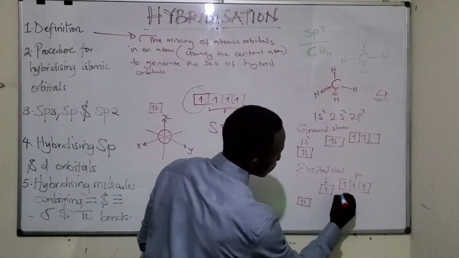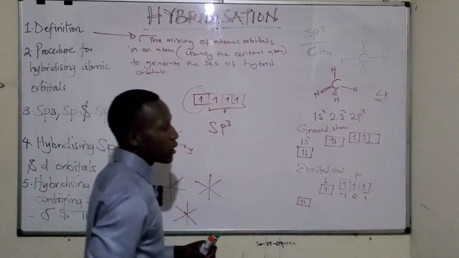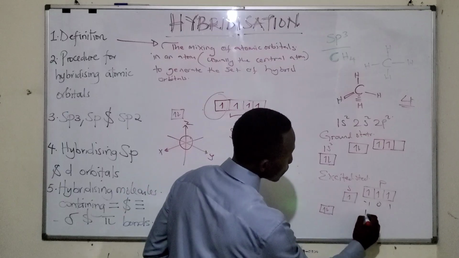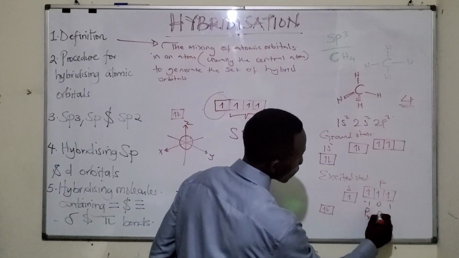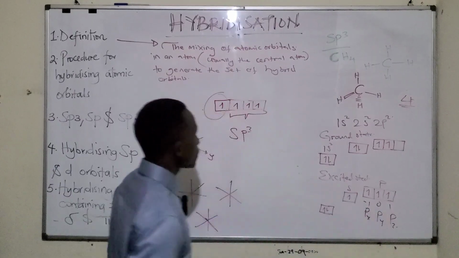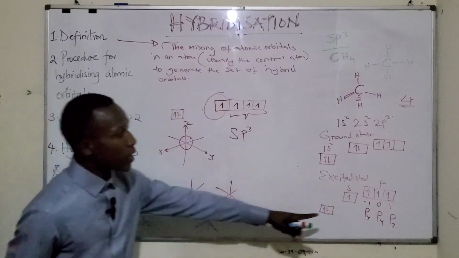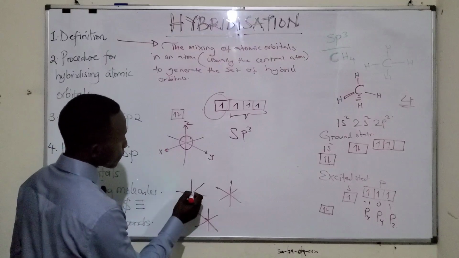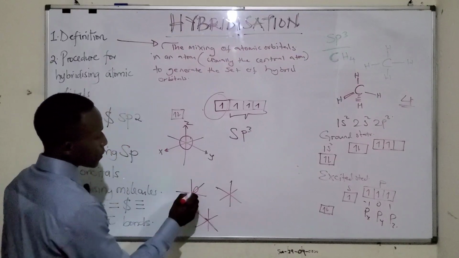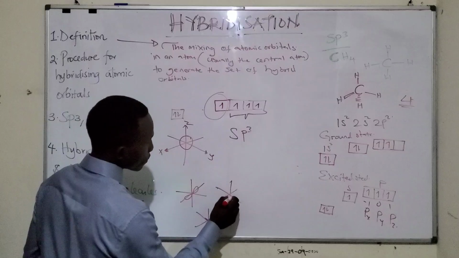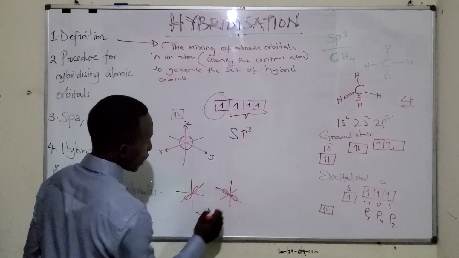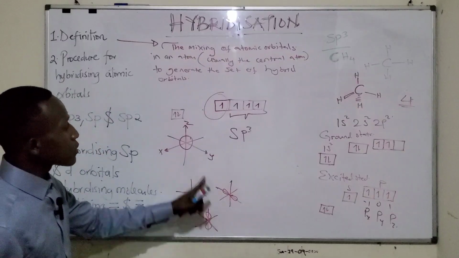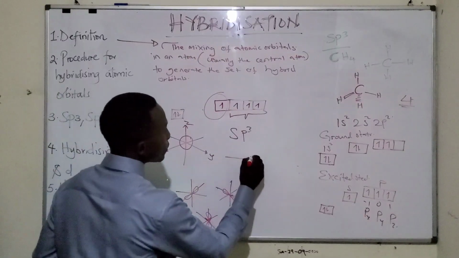We say that this is -1, this is 0, this is 1. Remember, if you watch those videos about bonding, this one can be Px, this is Py, this is Pz. So initially we had these ones, meaning that we had Px, Py, and Pz. So we are mixing this with this to form hybrids.